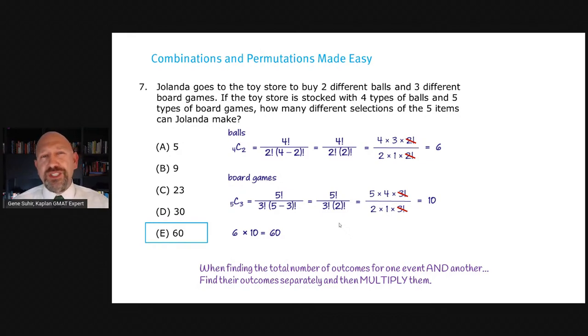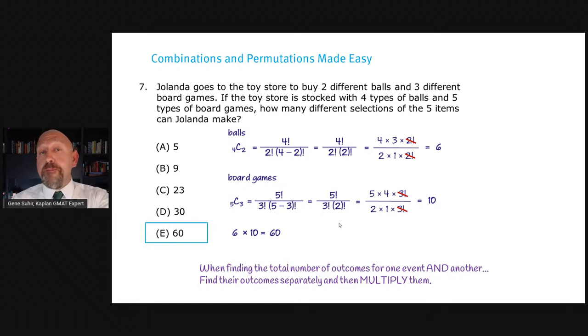So if you see language like order, arrange, rank, that could be a big one, like first, second, third place trophies, distinct ways to display, or maybe a status thing, like president and vice president, that kind of language would indicate a permutation. So I hope that helps, King Lear. I love your name. But that's how it would change for it to be a permutation question.